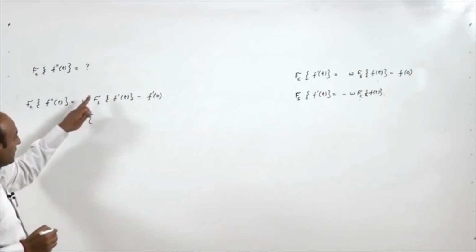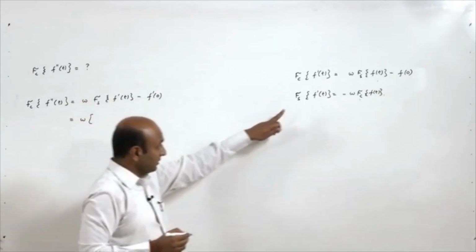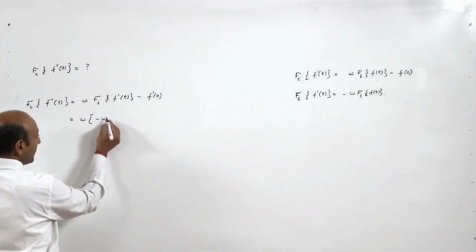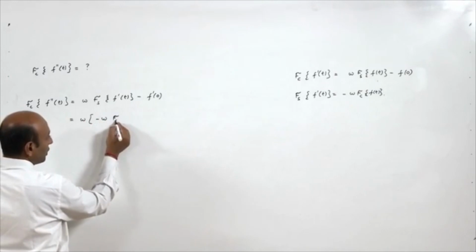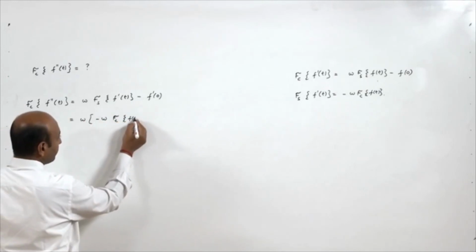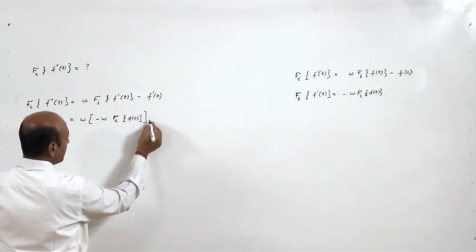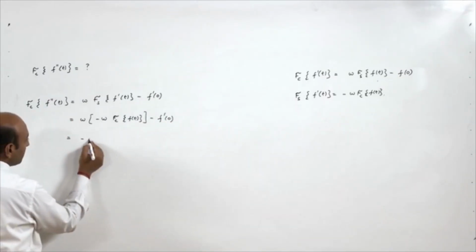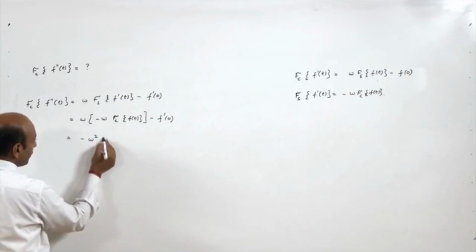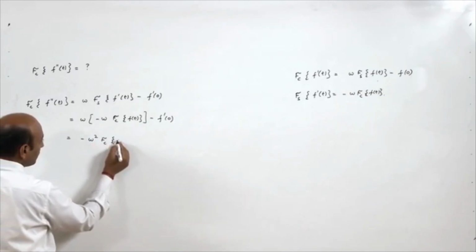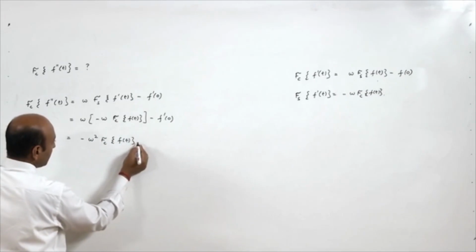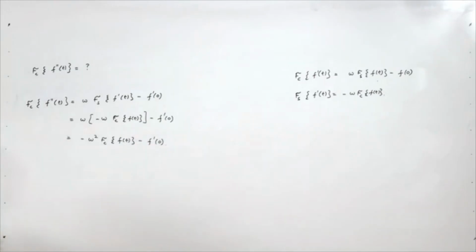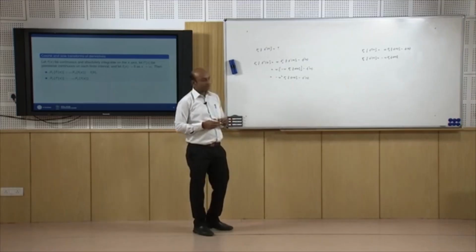So, this equals omega times, now the Fourier sine transform of f'(t) is, we already know, minus omega times the Fourier cosine transform of f(t), minus f'(0). So, when you simplify, it is nothing but minus omega square times the Fourier cosine transform of f(t) minus f'(0). So, this will be the Fourier cosine transform of the second derivative of f.